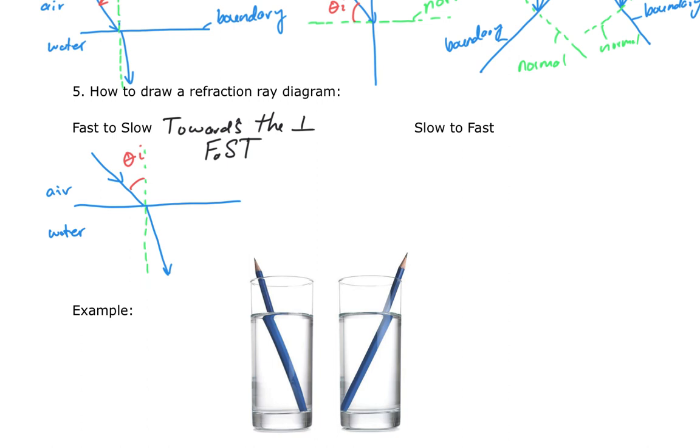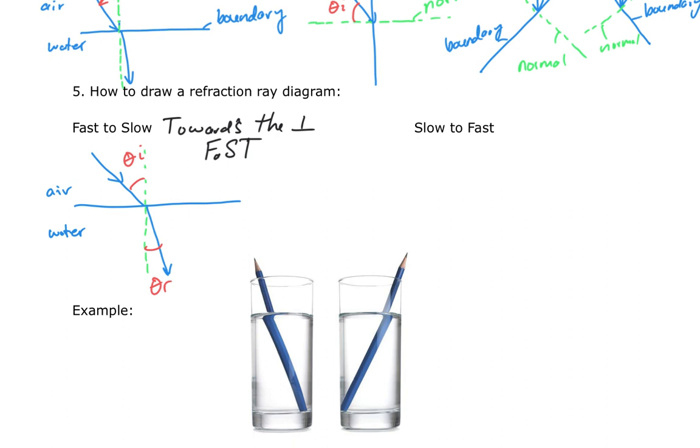Okay, so since that's not what's going to happen, I'm going to call that my refracted ray, and this is going to be my theta r, or my refracted angle. Remember, we're going to measure our angles between the normal line and the light ray. So when I'm going from a fast medium to a slow medium, we're going to bend towards the normal. So that's how I remember that, F-A-S-T, okay?